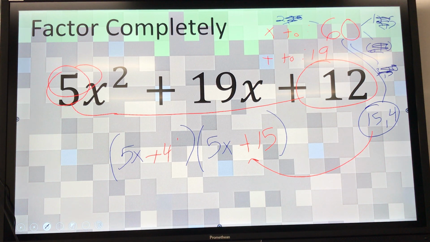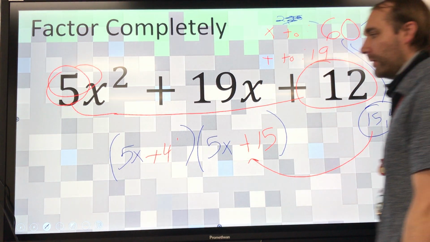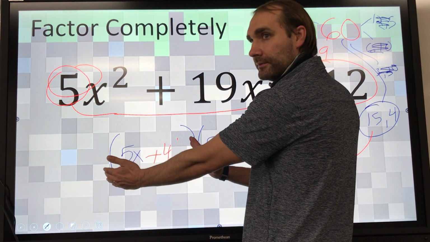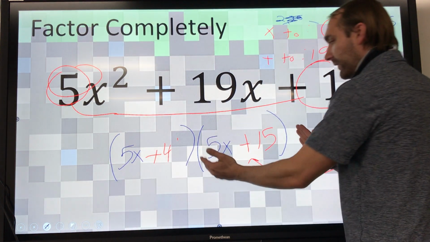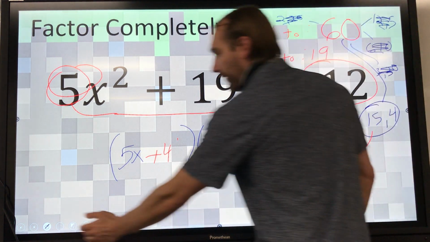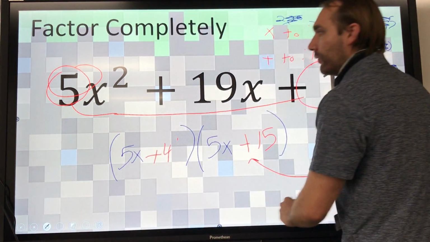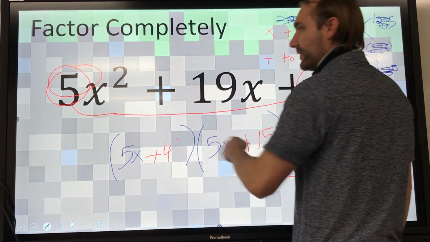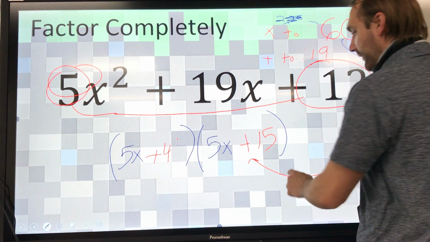Now I'm almost done. Yesterday we were done. Today, one more step. Anything to factor out? No. Anything to factor out? What can I factor out? I'll give you a hint. What number did I write twice? A 5. So that's always going to be what you need to factor out.